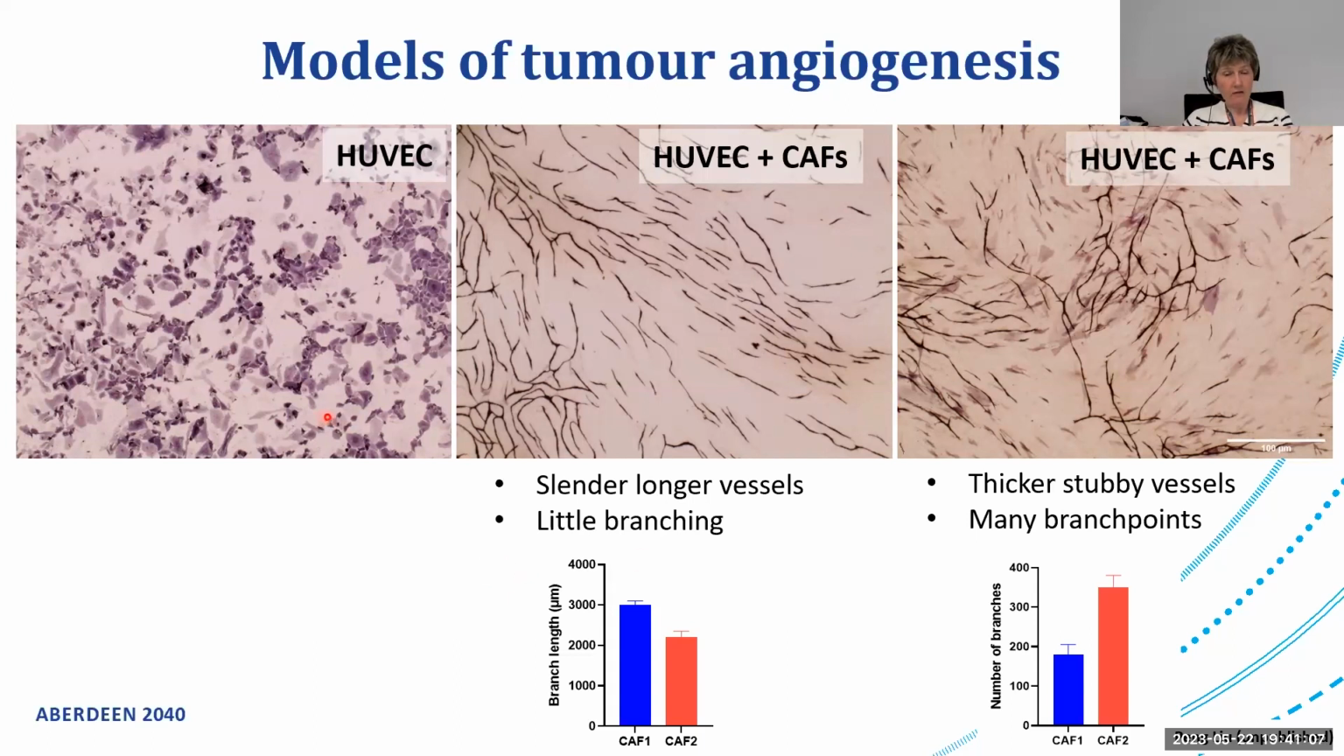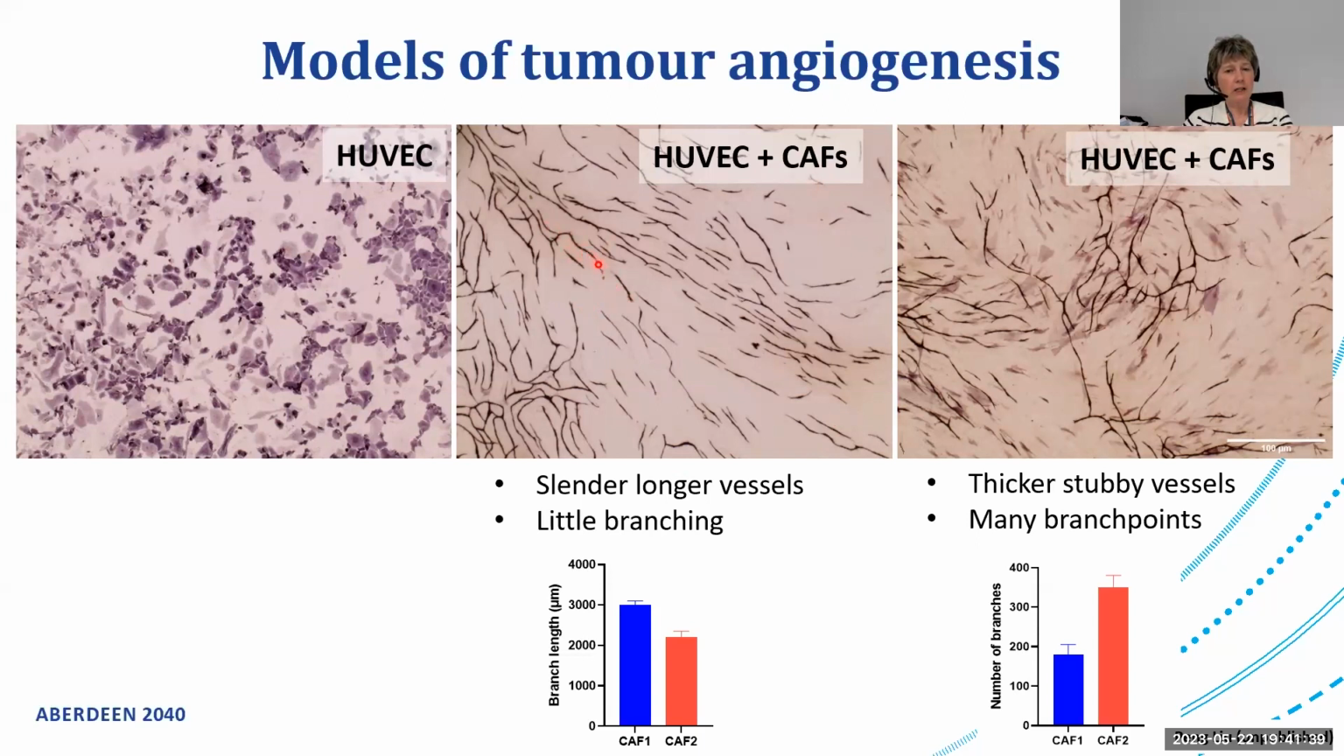So we started doing this, first of all, in 2D. So this was taking HUVEC cells, the human umbilical vein endothelial cells, which are shown here. And we seeded these onto a carpet of fibroblasts. You can't really see the fibroblasts there in the background. And depending on the type of fibroblasts, depending on which type of breast cancer they came from, we see differences in either the length of the branches.